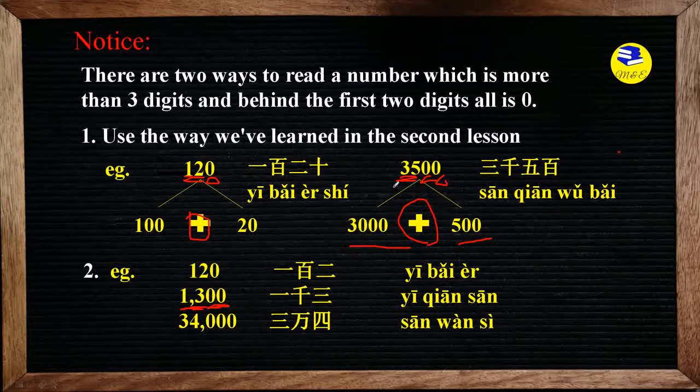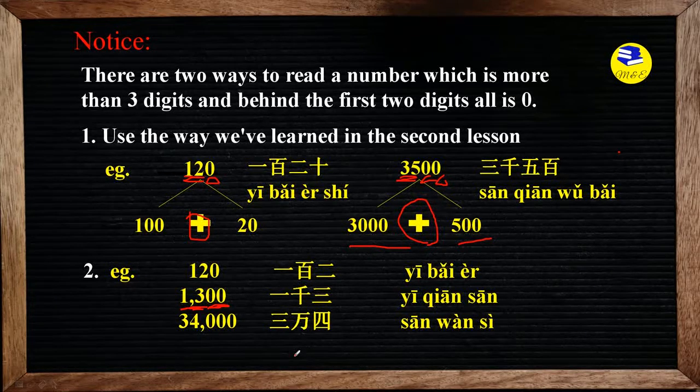So take one more example. For example, this one, 3,500. In the first way, we can say "three thousand five hundred". But what if we use the second way to say it? How will we say it? Yes, it should be "thirty-five hundred". That's it, right? Very easy.